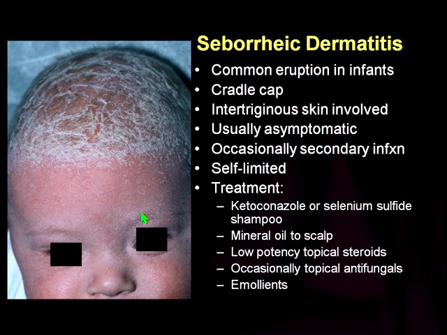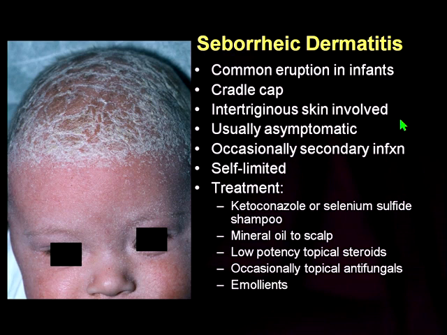All right. I'm going to show you a couple pictures of seborrheic dermatitis. Seborrheic dermatitis is also known as seborrhea. It commonly involves the scalp, and when that's the case, it's referred to as cradle cap. It also very commonly involves the intertriginous skin, so the axilla, the neck, the inguinal folds, for example, popliteal fossa and cubital fossa. And this is a self-limited condition. It usually resolves by about 6 months of age.